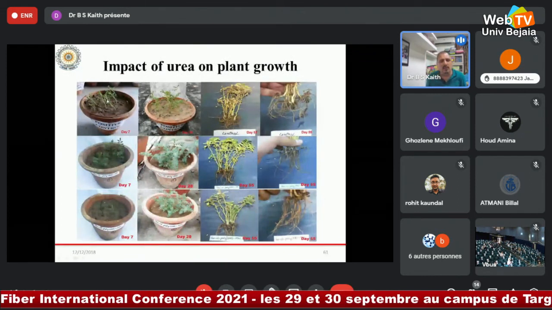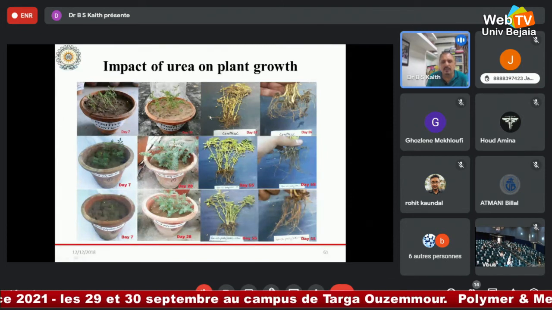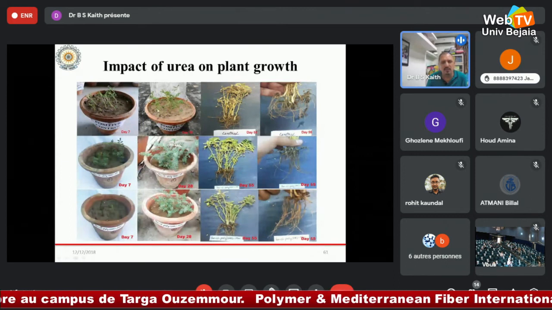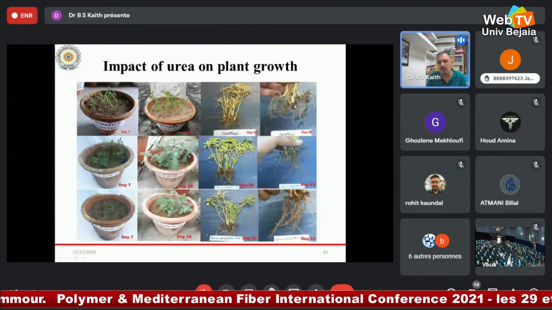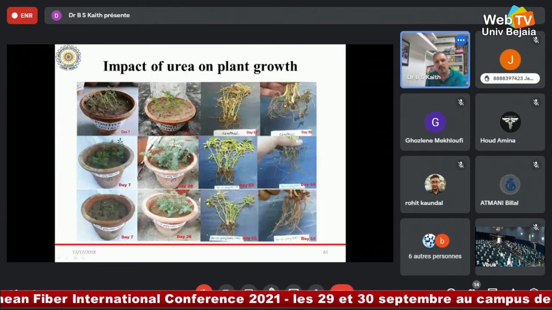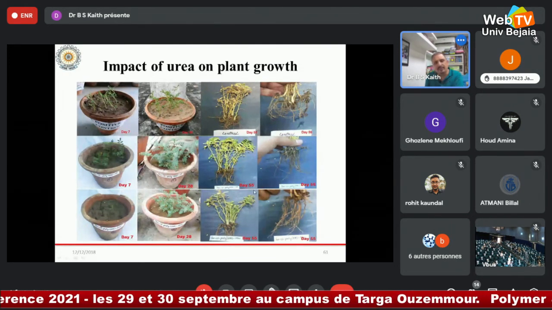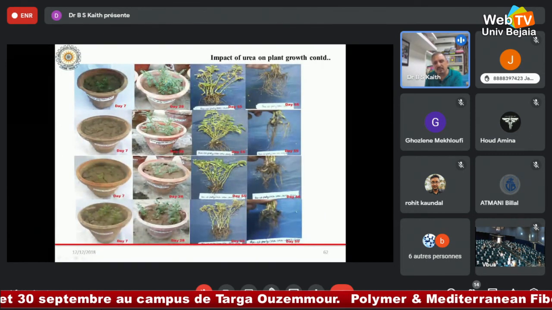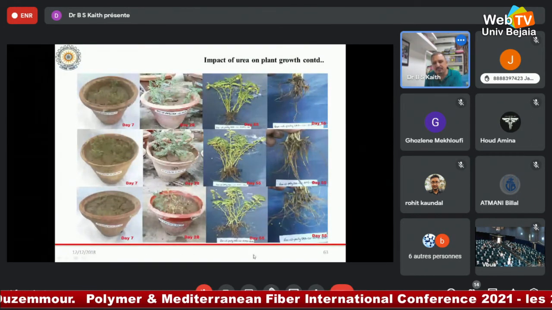Similarly, we carried out the controlled release of urea, and we observed its impact on the plant growth. Again, we carried out our studies with our negative control, positive control, and test samples. And again, we found better growth in case of controlled release of urea through the device synthesized in the laboratory. Similarly here, these are all test samples.